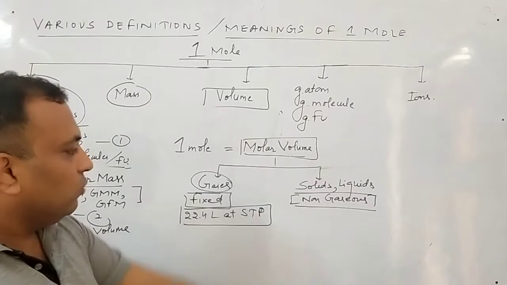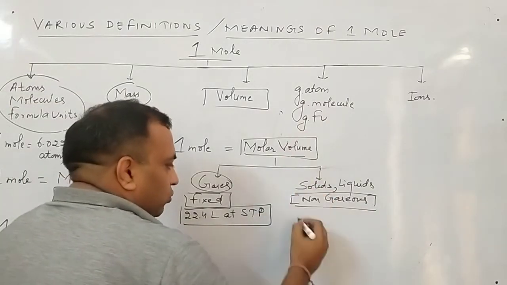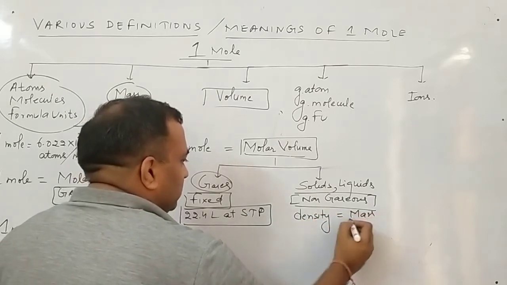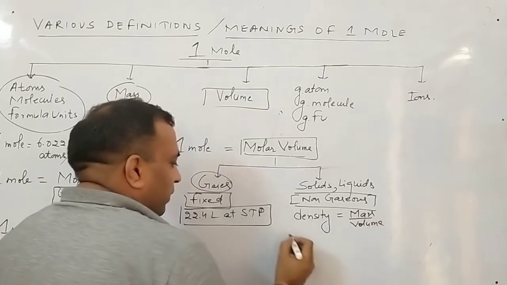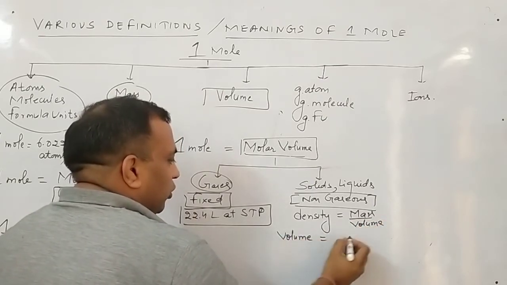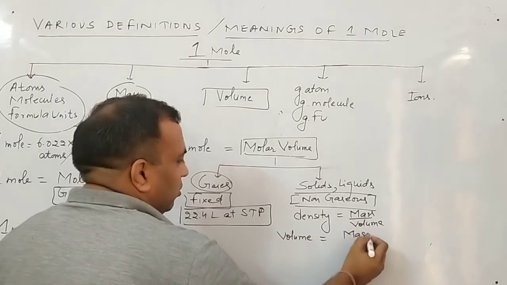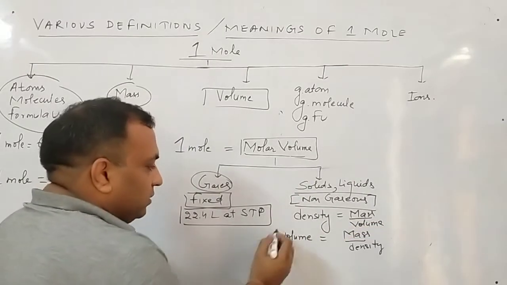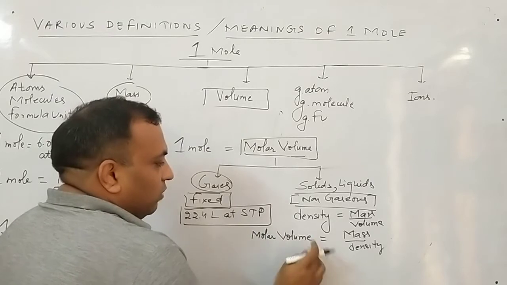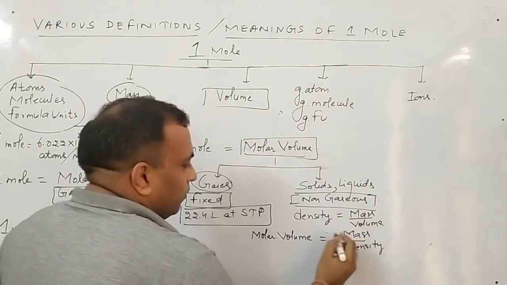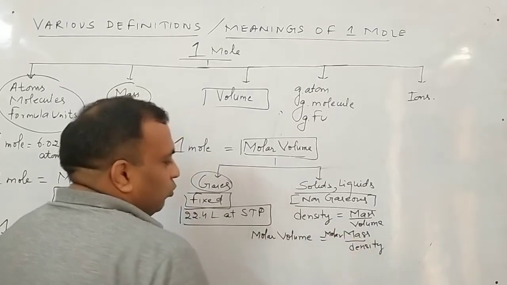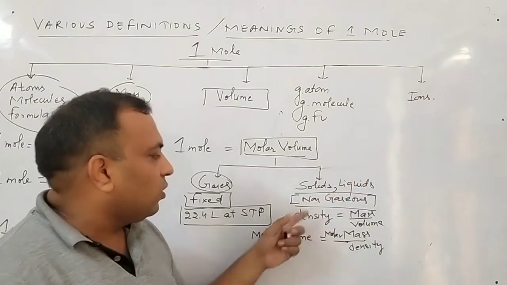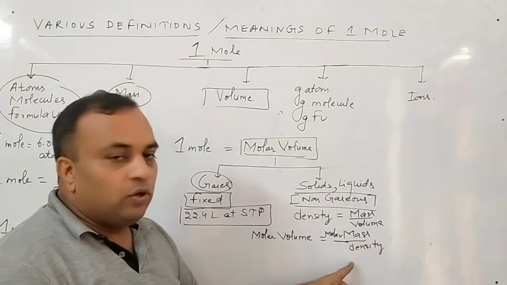So now we will come to the other case: solids and liquids. Students, you know about density. Density is equal to mass upon volume. So from here, on cross multiplication, volume is equal to mass upon density. If I divide by the mole on both sides, this will be molar volume is equal to molar mass upon density. So the molar volume in case of solid, liquid or non-gaseous is equal to molar mass upon density.